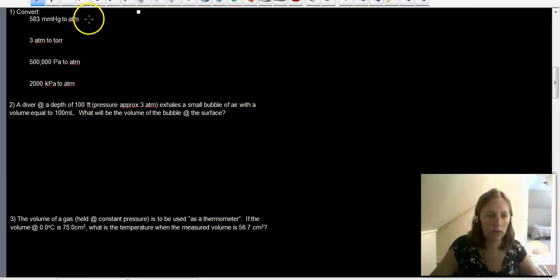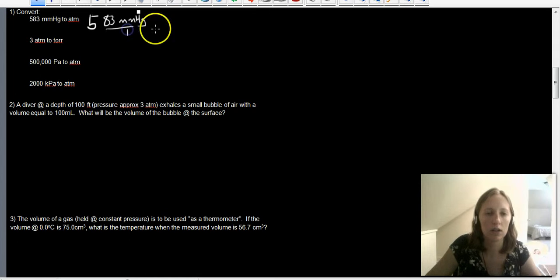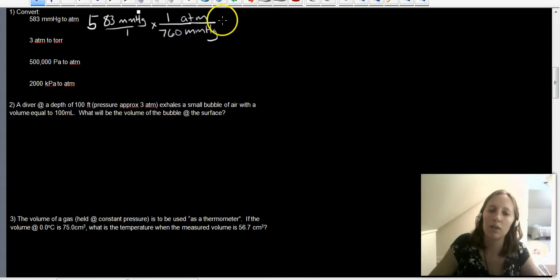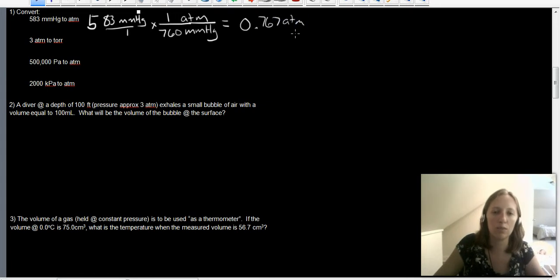Okay, here we go. Question 1, convert 583 millimeters of mercury to ATMs. That's going to be like this, using your dimensional analysis. 583 millimeters of mercury times, bring your unit down and put the unit you want on top, and remember the equality, which is that 1 atmosphere is equal to 760 millimeters of mercury, which works out to be 0.767 ATMs.